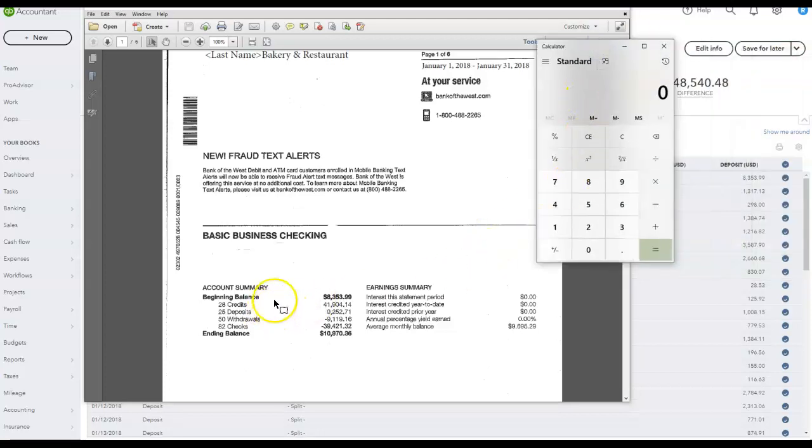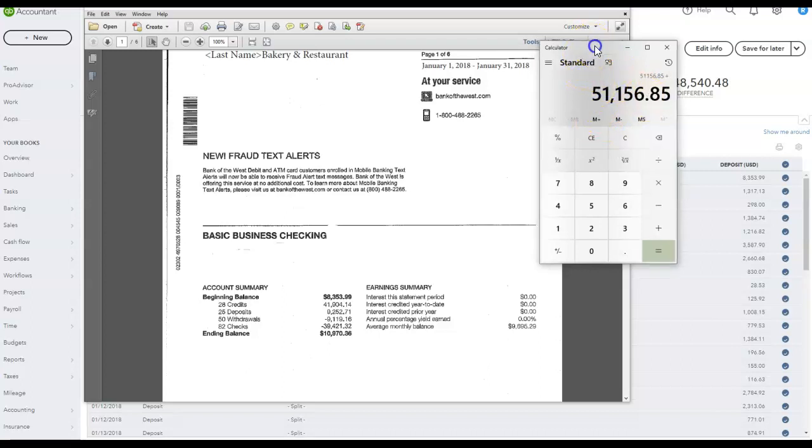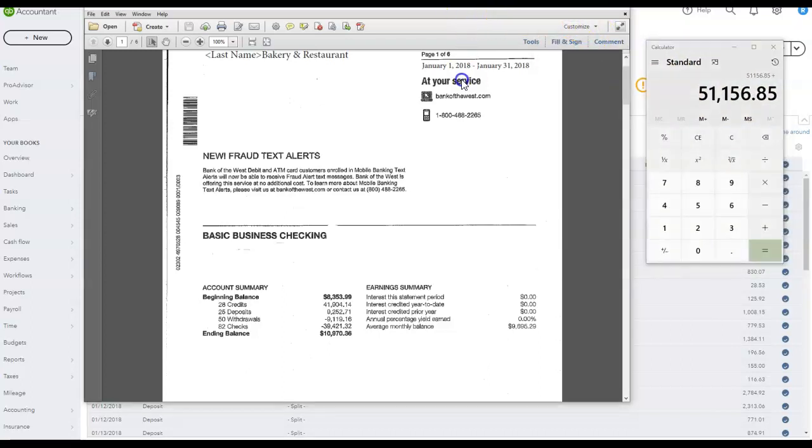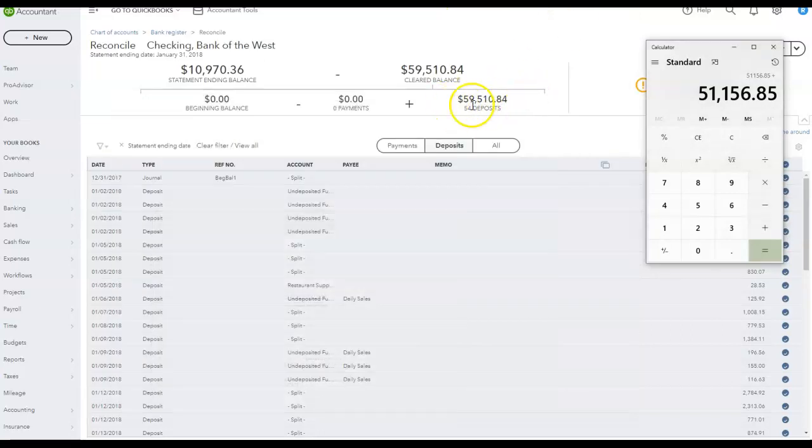Remember, the credits are the merchant fees, merchant transactions. So we're going to go through and add up the 41,904.14 plus 9,252.71. Now for a regular month, we would be able to just compare this to the number of the deposit amounts that we actually cleared. So it should be the same thing.